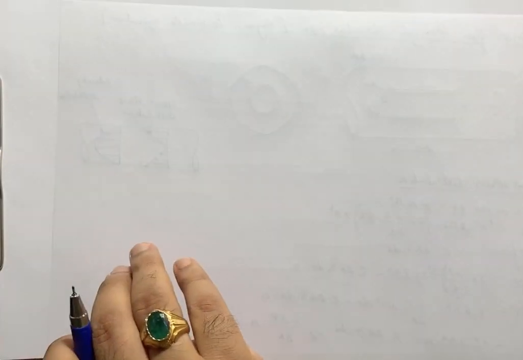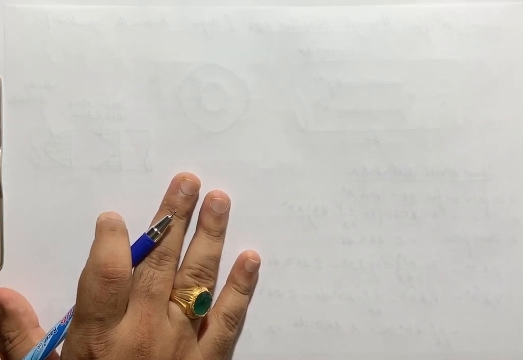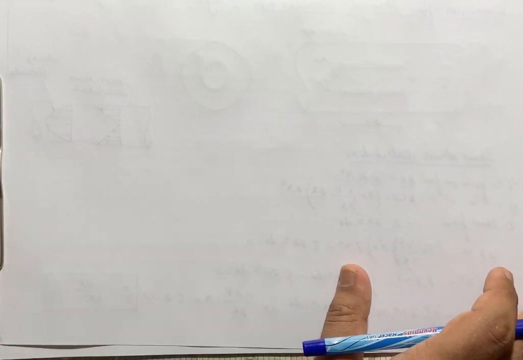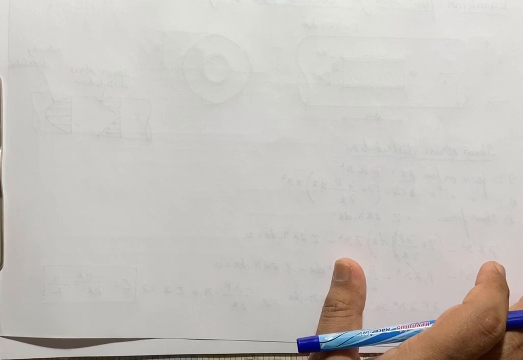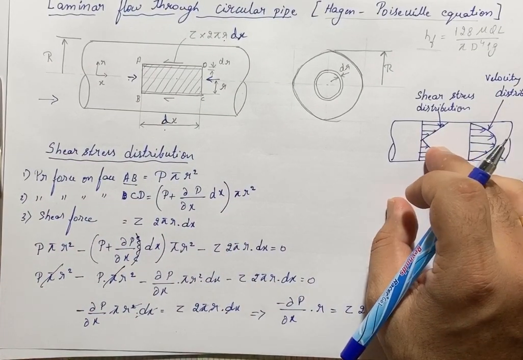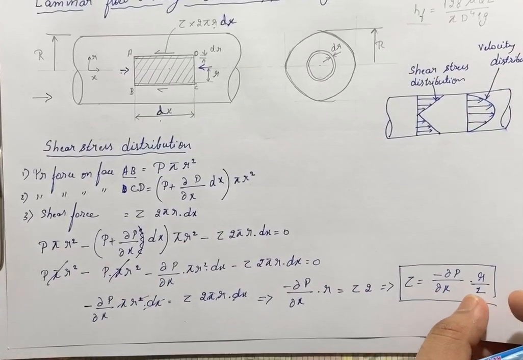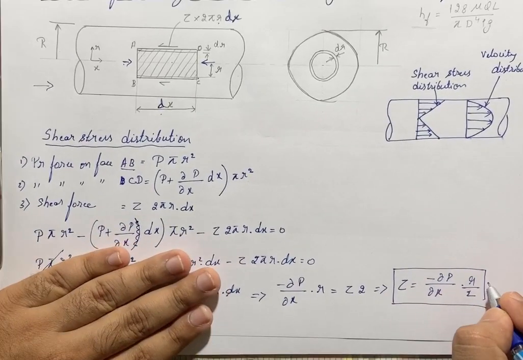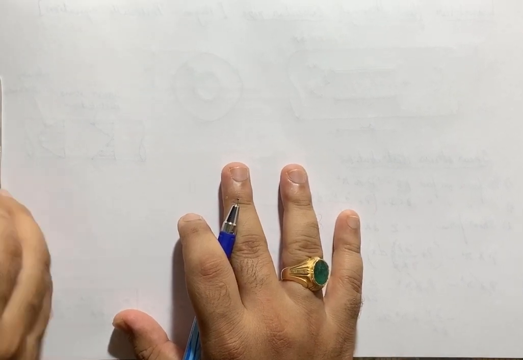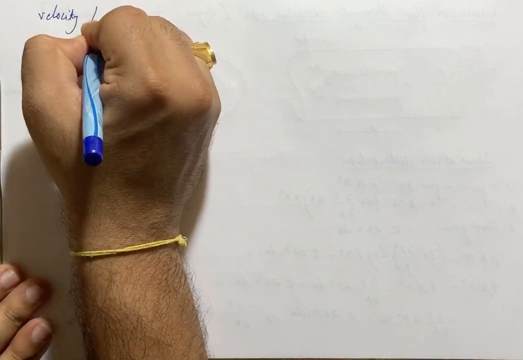Now, the shear stress tau across the section varies with r as dou p by dou x across a section is constant. Hence, the shear stress distribution across the section will be linear here. Now, after finding out the shear stress distribution, call this equation number 1. Now, we shall go with the velocity distribution.